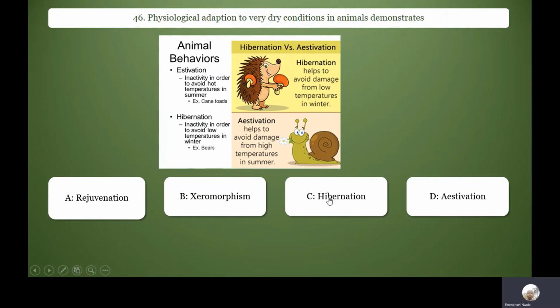If it is done during cold condition, it is called hibernation. But if it's in hot condition, it is estivation. But basically they are inactive, going to an inactive stage, just to avoid that harsh climatic condition.